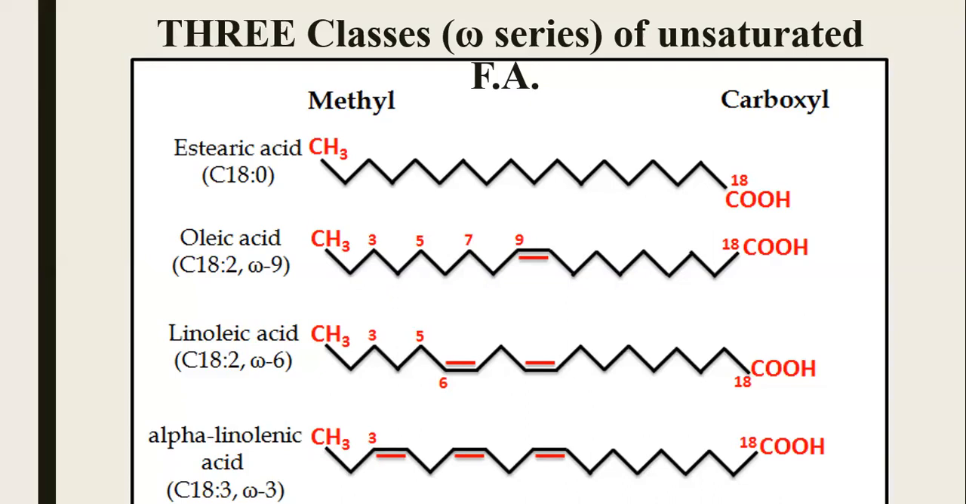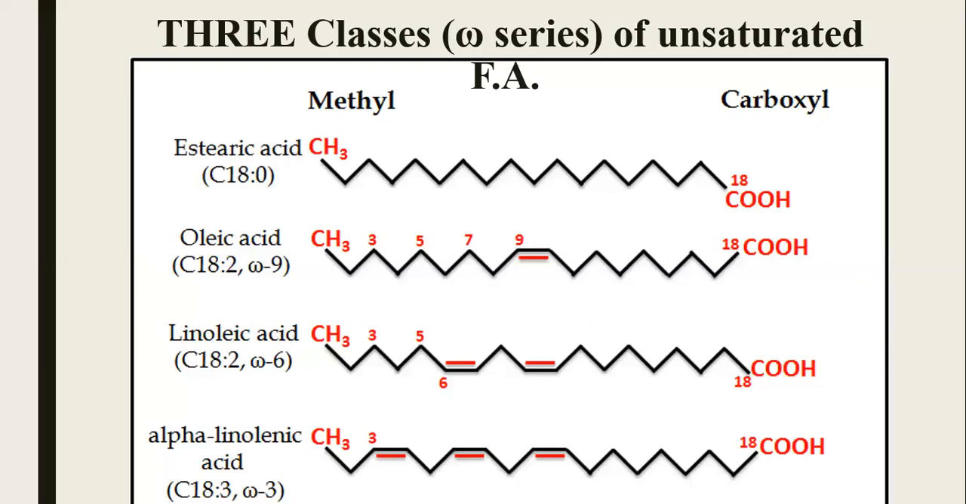Linolenic acid, which is the parental fatty acid of the omega 3 family, can give rise to eicosapentaenoic acid and docosahexaenoic acid. Both fatty acids are derived from linolenic acid. So if you see their structure, they also have their first double bond at carbon number 3 from the methyl end. So they are also omega 3 fatty acids.